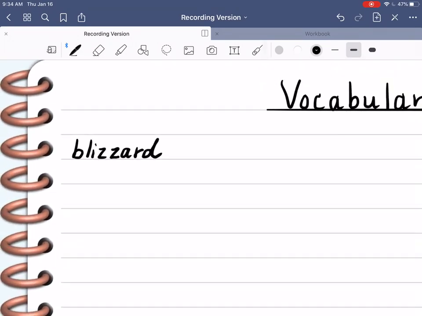This word has 2 vowels in it. It has an I and it has an A. So at most it can have 2 syllables. Every syllable has to have a vowel. And I know from years of experience that when I have 2 consonants together like that, that's where the syllables will break. So we're going to say blizz, zerd, blizzard.